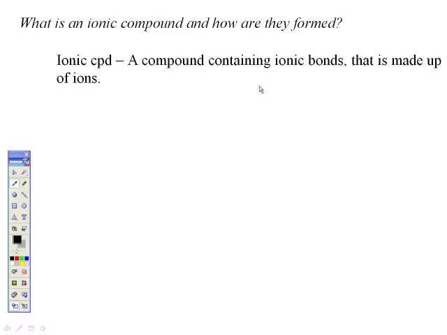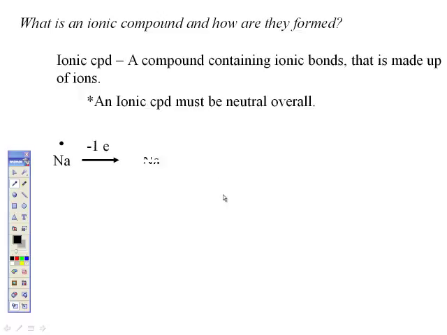An ionic compound is defined as a compound that contains ionic bonds that's made up of ions. So it must be neutral overall, which means if sodium has one valence electron, it would want to lose one valence electron to become sodium +1. We've gone over that a lot. And chlorine, with 7 valence electrons, would like to gain 1 electron.